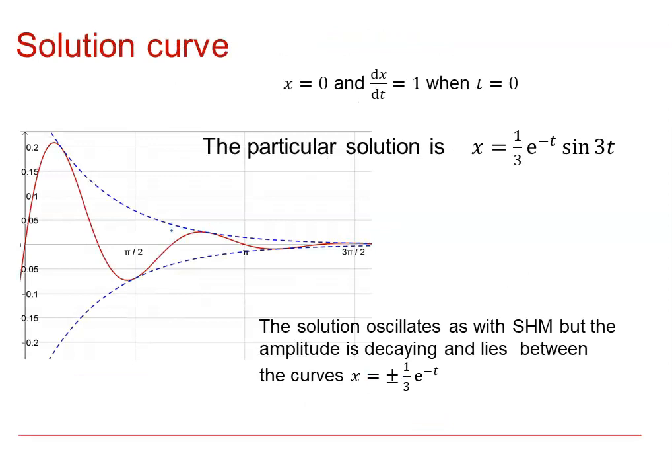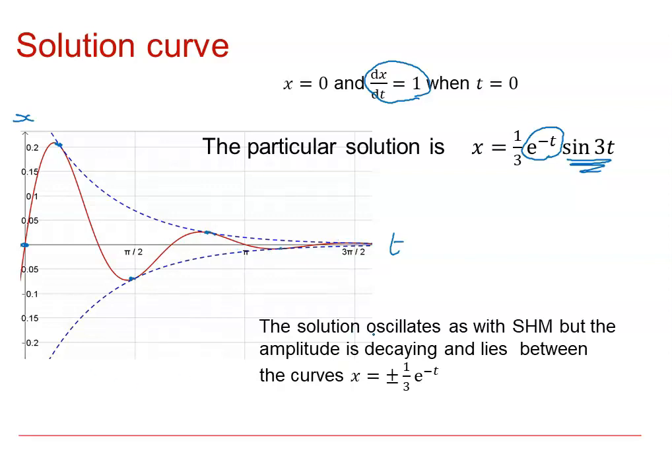So now we can see the solution on this curve. This is our time axis, this is our displacement x, and we can see that when t is 0, x is indeed 0, and the gradient or the velocity when t is 0 would be 1. And we can see that this oscillating system of sine 3t is indeed decaying due to the e to the minus t term. So we can see the amplitude is reducing all the time as t increases.